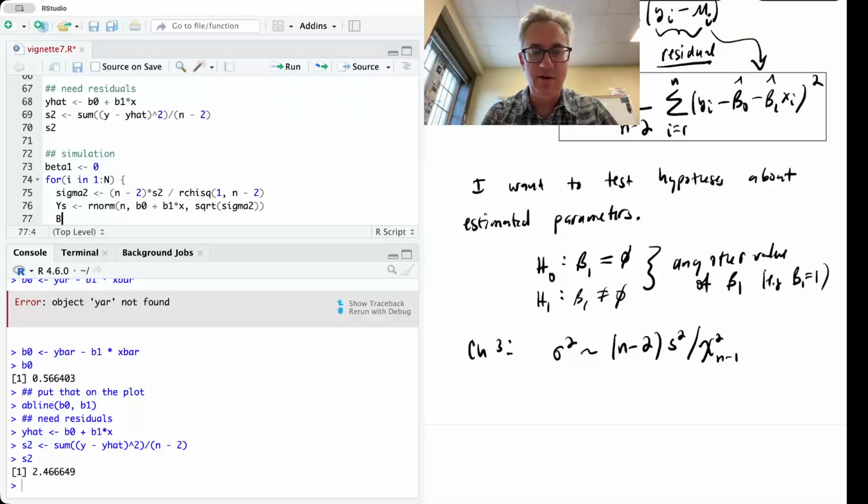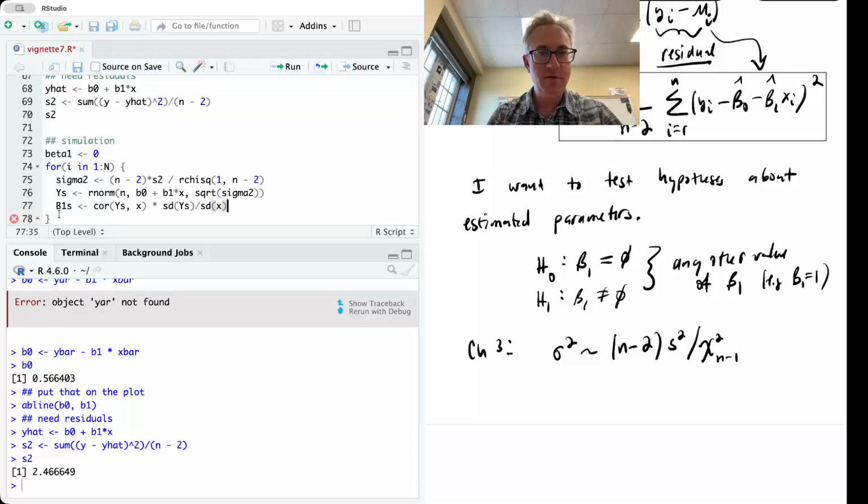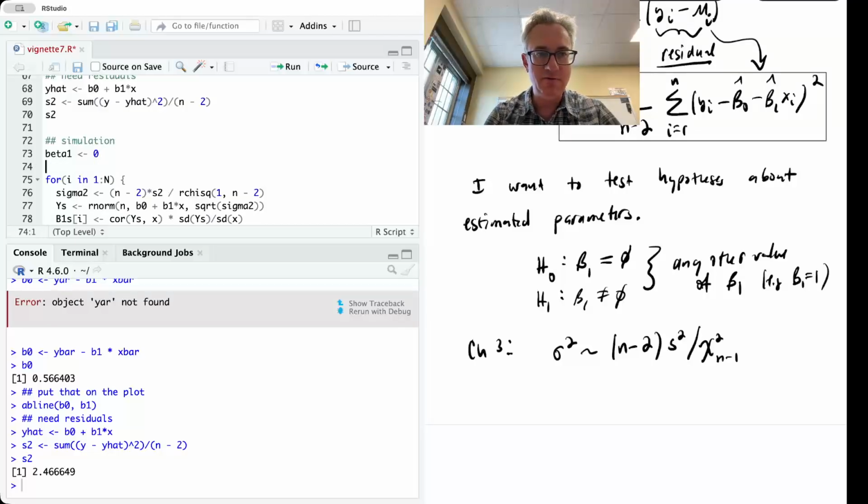And then my estimate of the slope, we can call that B1S, is the correlation between these y's and x's times rise over run. So that's the standard deviation of the y's, that'd be a good shorthand, divided by the standard deviation of the x's. Okay. And I need to make some space to save all these beta 1 values, or these beta 1 hats.